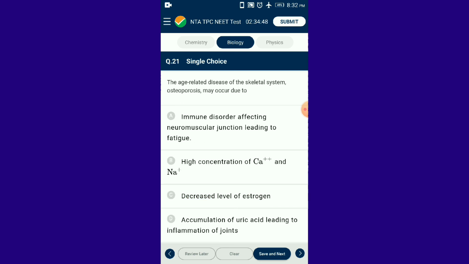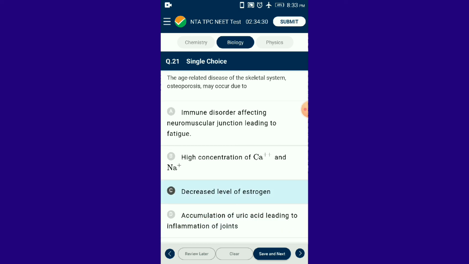Question number 21. The age-related disease of skeletal system, osteoporosis, may occur due to decreased level of estrogen. Osteoporosis is a bone disorder that causes bones to become weak and brittle. Sometimes a fall or even mild stress such as bending over can cause a fracture. Osteoporosis most commonly causes fractures in the hip, wrist, or spine. So the answer is option C.